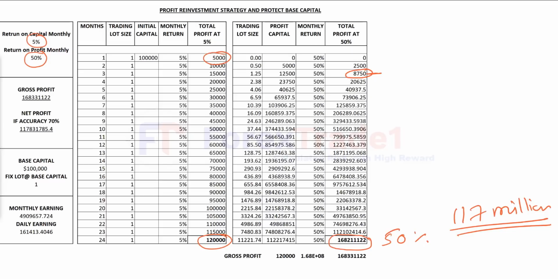If you want more return, you want to achieve the target in less than 24 months, you can increase to 10% or 15%, but not more than that. We recommend 5 to 10% if you have patience and you want to save aside your base capital, your initial capital, which is your hard-earned money.